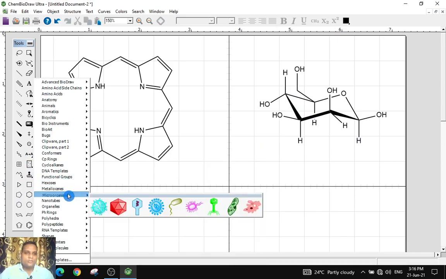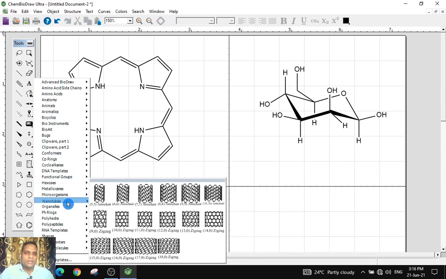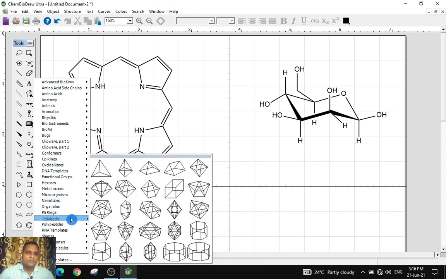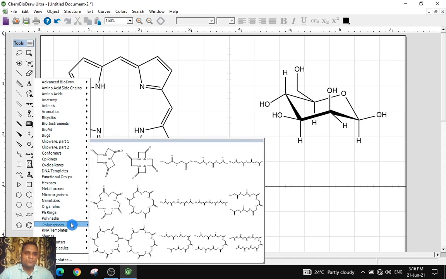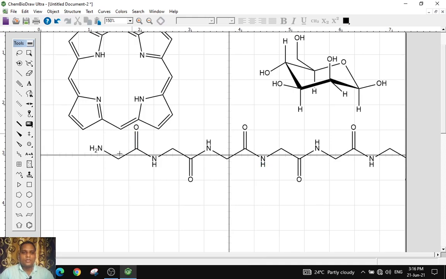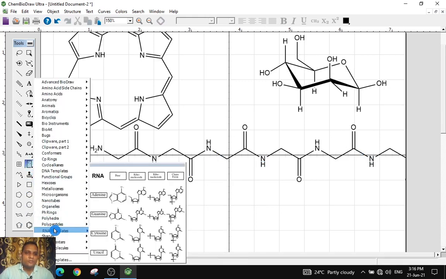Not only this one, you can also use microorganisms and nanotubes. Nowadays supramolecular chemistry is very well developed worldwide, so you can also use these tools to draw it. Polypeptide chains, the long chains, are also there. Polypeptides are also there. You don't need to draw the amino acids. Amide bonds are also there. Rather than drawing one by one, you can simply click on this specific one and you can get it.